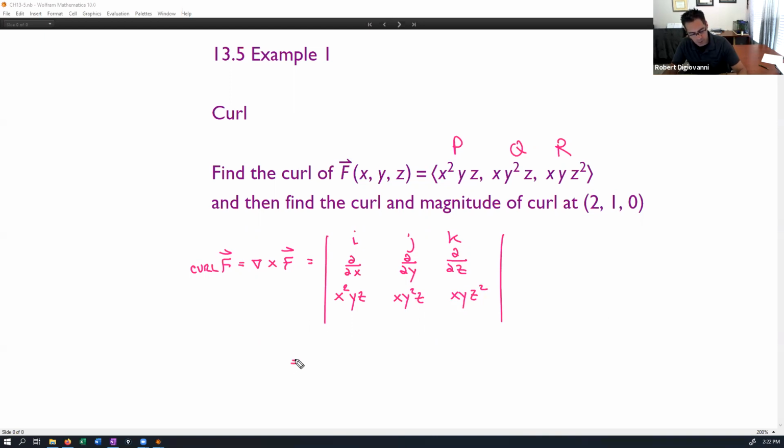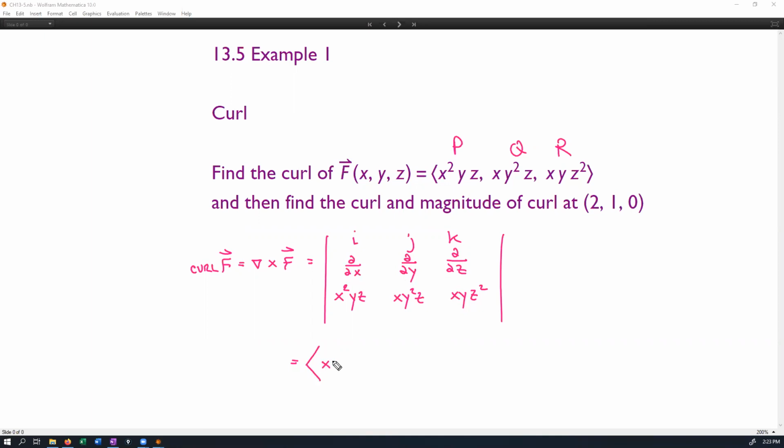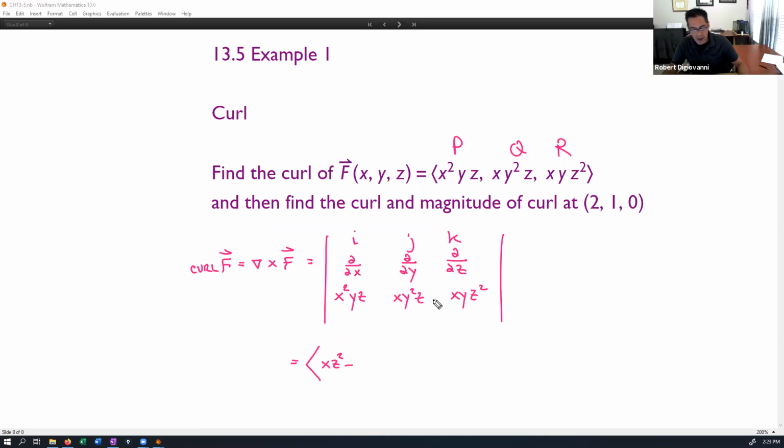So this should be equal to, okay, I'm covering this up and doing this here. What is the partial with respect to y of this? What do you get there? XZ squared. Subtract from that what you get when you do this right here, which is the partial with respect to z of this, which should just be XY squared. So that's your first component.